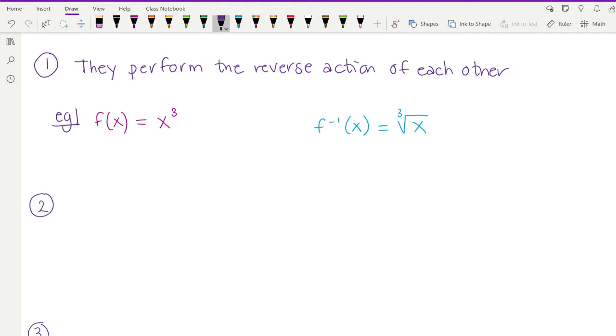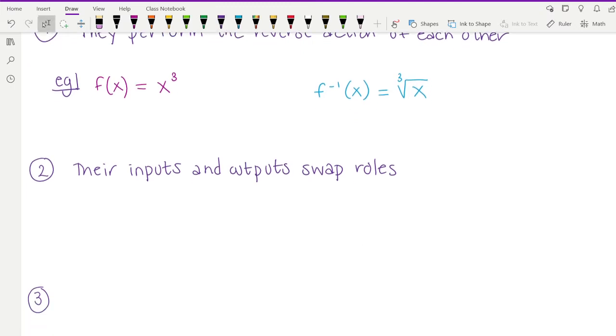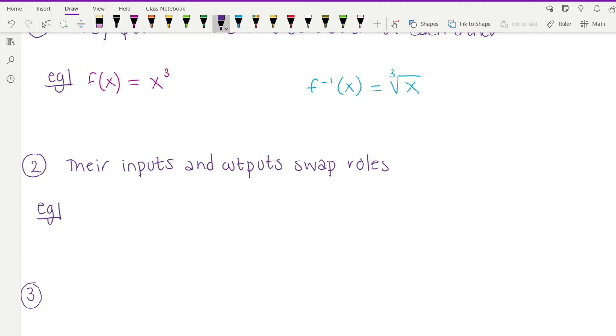Another thing that's important to understand about functions and their inverses is that their inputs and outputs swap roles. I'm going to continue on this page using these two functions, f of x equals x cubed and the inverse function equal to the cube root of x, as my examples throughout. So if you take the function f of x equals x cubed and you have an input of 2, what is your output going to be? Well, it's going to be 2 cubed, and you get an answer of 8. So the input is 2 and the output is 8.